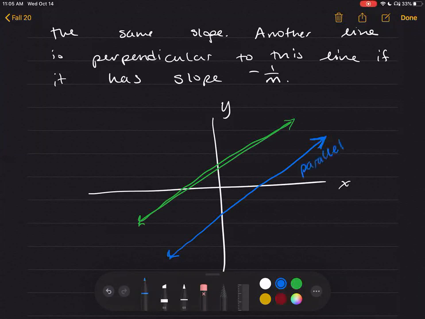And then if we draw a line with -1/m slope, you'll see that you get a perpendicular line, which is a line that crosses our line at a right angle. So this is perpendicular. Cool. All right, let's talk specifics.